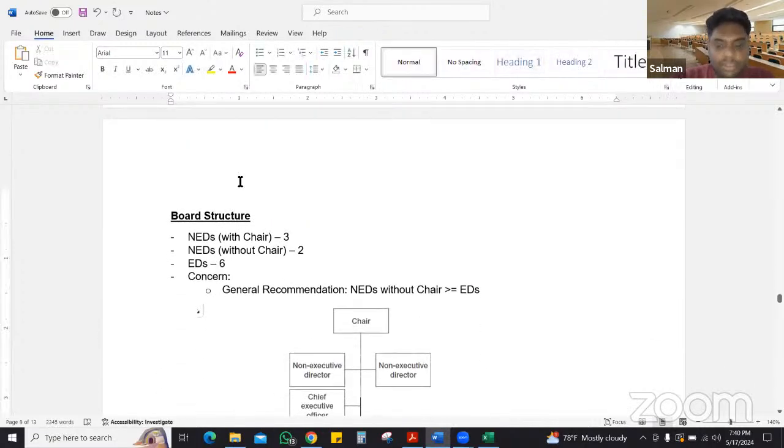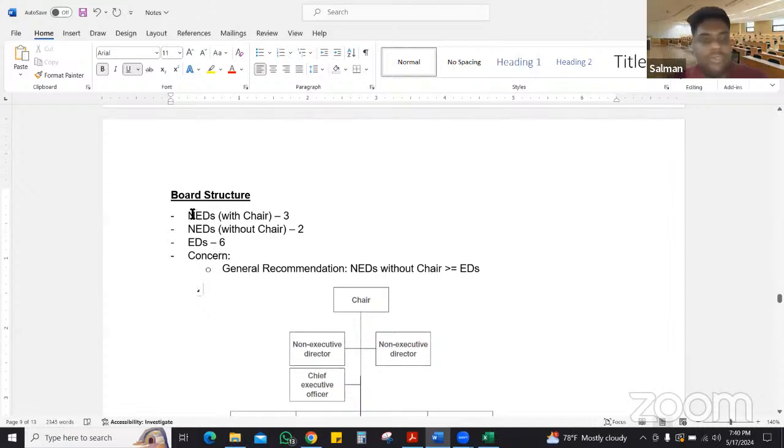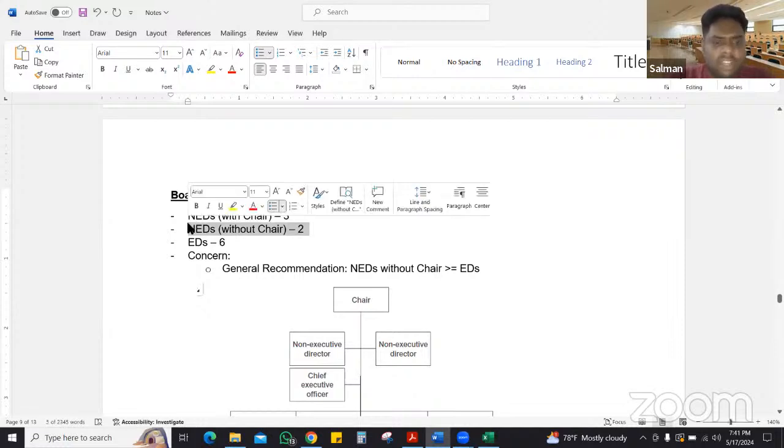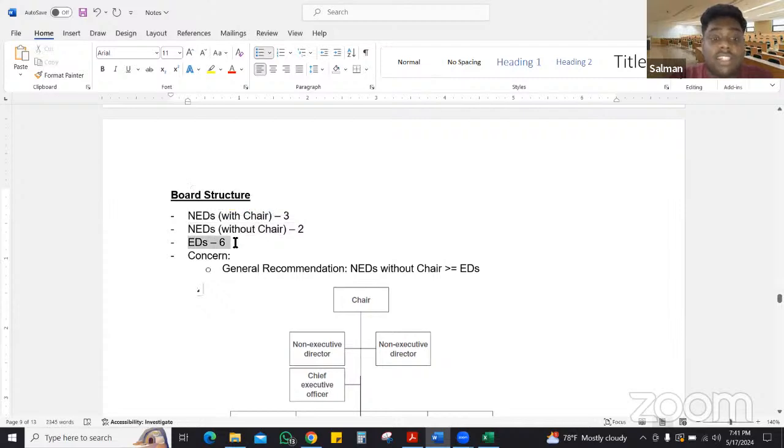Right, board structure. If you look at the board structure, there are non-executive directors with shares, that's true. That means without the chairman, with the chairperson, it's 3. NEDs without chair, it's 2, right? NEDs with the chairperson, it's 3. So without the chairperson, there are only 2 non-executive directors. And there are 6 executive directors.